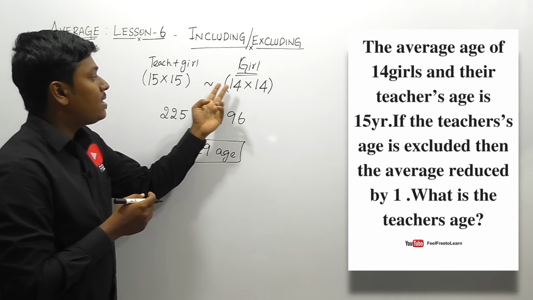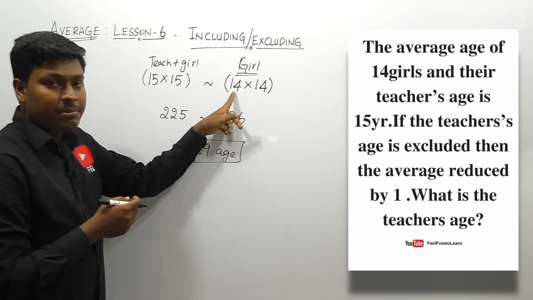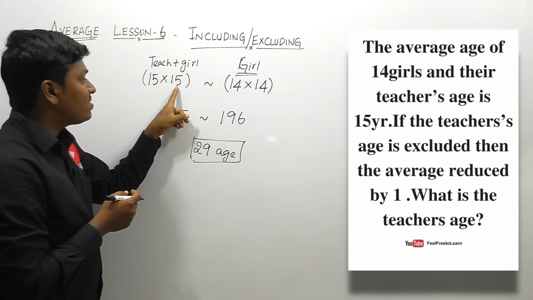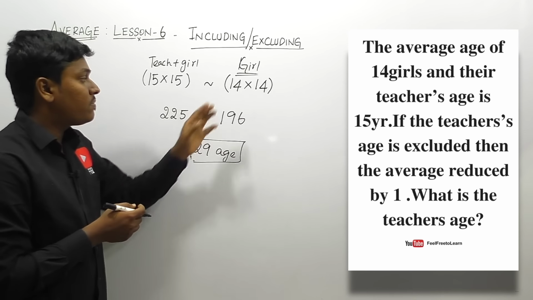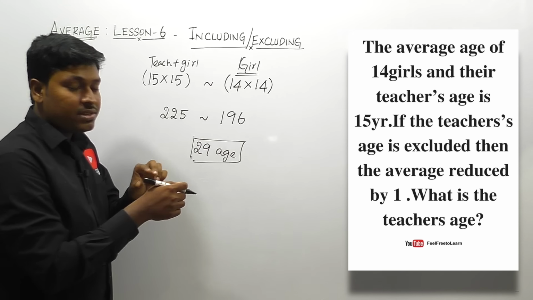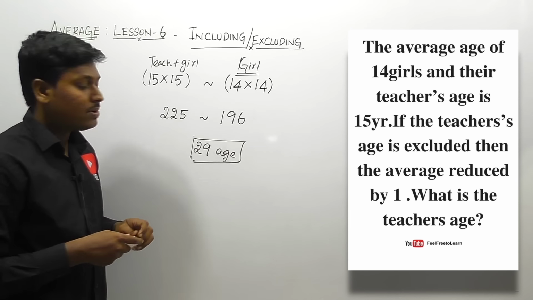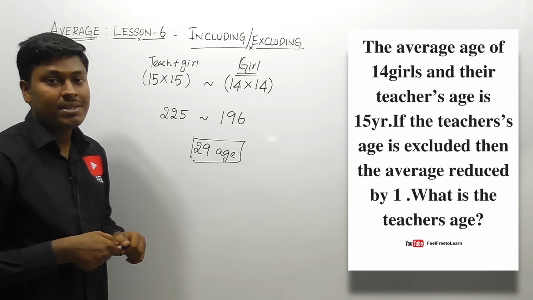So the difference here: the teacher is excluded, that is, the teacher is eliminated. The remaining will be 14 members, that is 14 girls, and the average is reduced by 1. Already the average is 15. If the average is reduced by 1, then the average will be 14. So 14 into 14 will be the total age of the girls. 15 into 15 will be the total age of the girls and the teacher. So when we subtract this, the result will be 29, that is the age of the teacher.